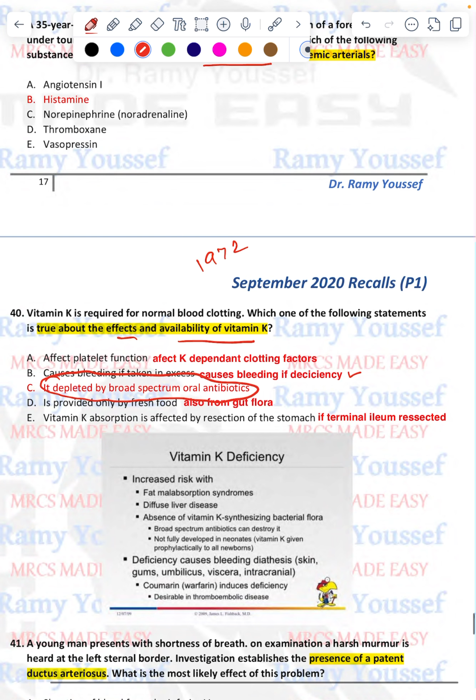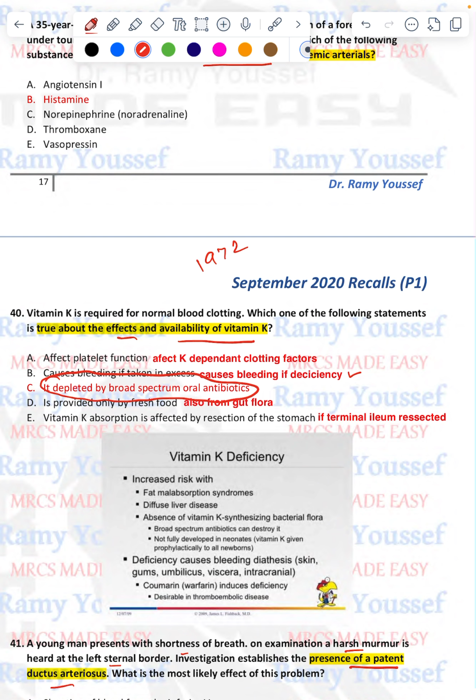Young man with shortness of breath. Patient is having breathlessness. Harsh murmur is seen at the left sternal border. Presence of patent ductus. PDA is there. What is the most likely effect of this problem? There is shunting of the blood from the arterial system to the venous system in patent ductus arteriosus.